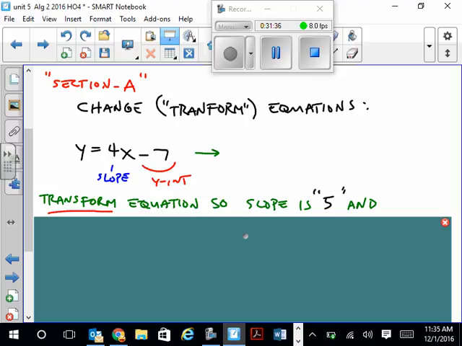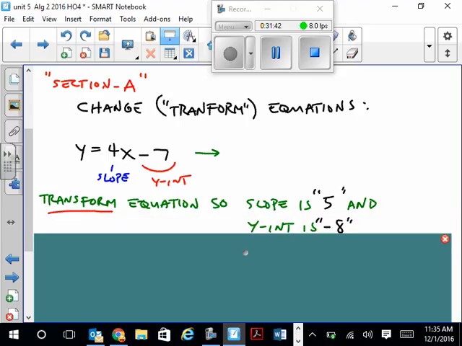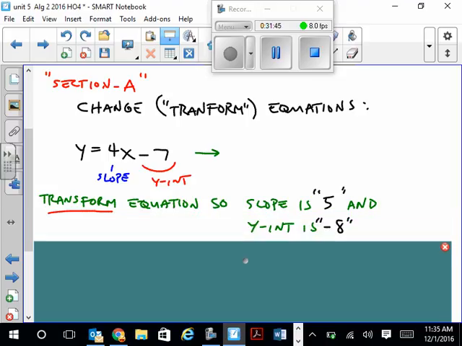All right, let's see if you got the right answer. Someone say out loud, y equals what number, please? 5x. And what's going to be at the end? Minus 8. Negative. No, just subtract the 8. All right, there it is. We just transformed it.